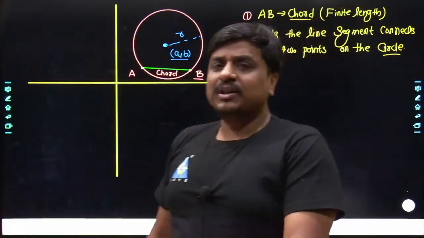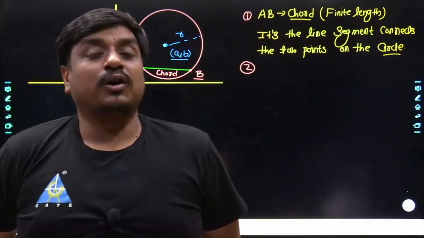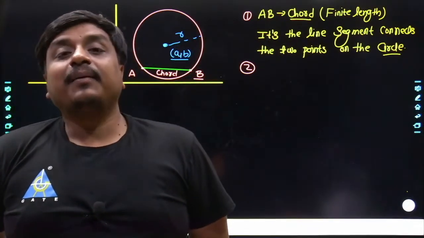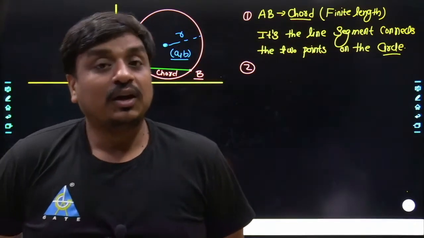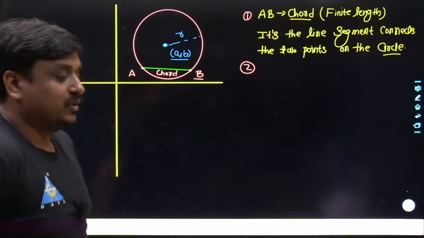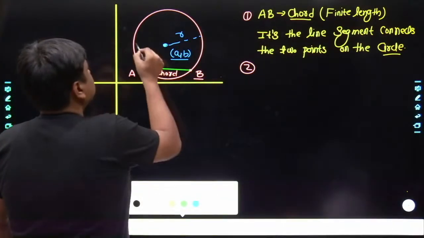So what would be the definition of the diameter? Diameter is the longest length of the chord within the circle, or diameter is a chord which passes or crosses through the center of the circle. Could you understand what I am saying? So let me move forward. Let me take another definition.